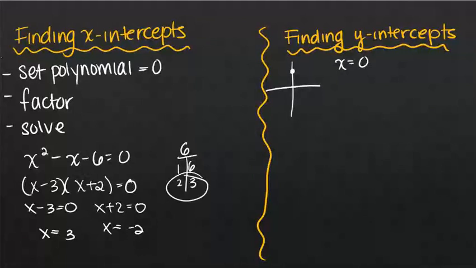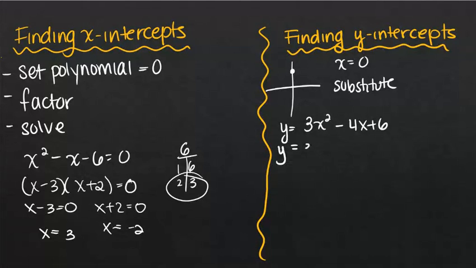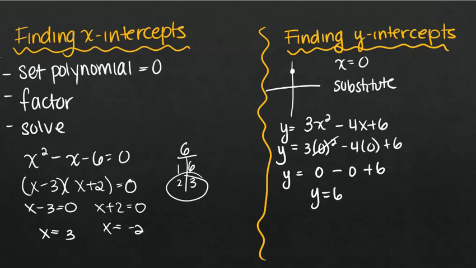And so we're going to take that piece of information and we're going to substitute. So if I have, let's say, 3x squared minus 4x plus 6, and I want to find my y-intercept, well, I'm just going to substitute in 0 everywhere I have an x. So I have 0 squared minus 4 times 0 plus 6. And this cancels out and gives me 0. This also cancels out and gives me 0. And so y is going to be 6.